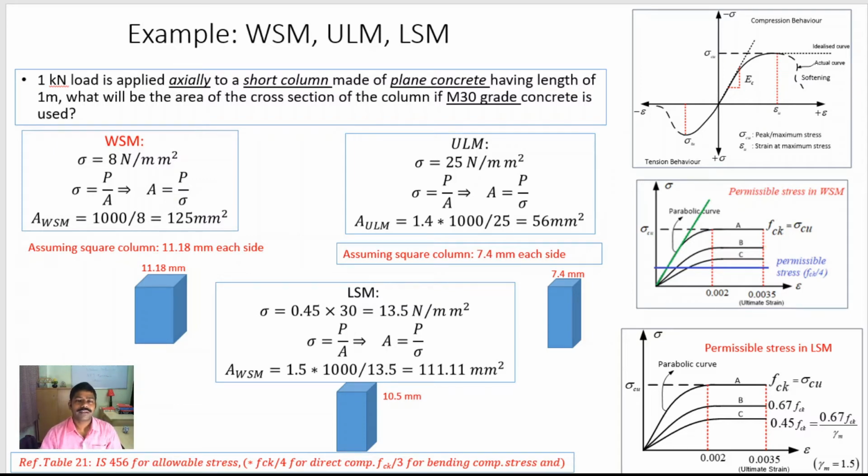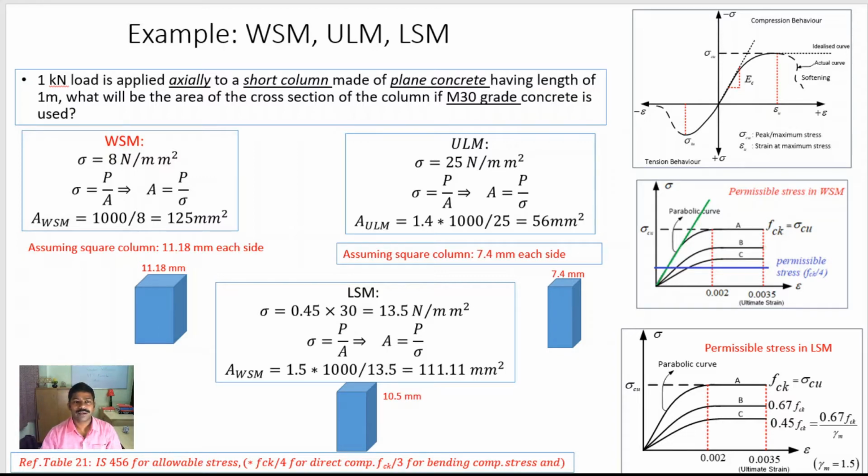Here we will solve one example problem as per the working state method, ultimate load method, and the limit state method. Here we will see, if we consider these three different philosophies, then what size of the column comes out. Okay, this is a very simple problem.